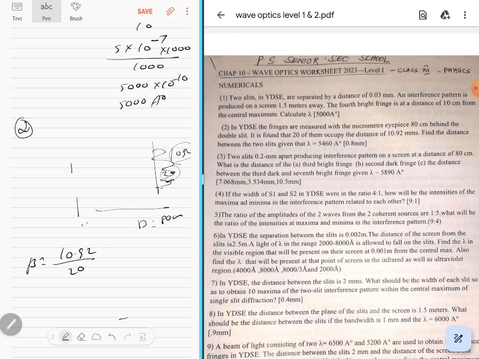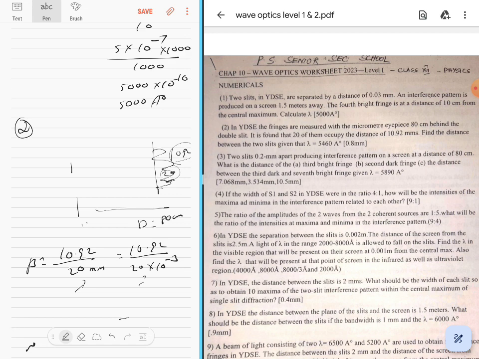So this will be 10.92 by 20, and that is in millimeter, because they have given it in millimeters. So then you have to convert that into meters. So you write 10.92 by 20 into 10 to the power minus 3, because that millimeter can now be converted into meters by multiplying with 10 to the power minus 3. So that will give you the fringe width.